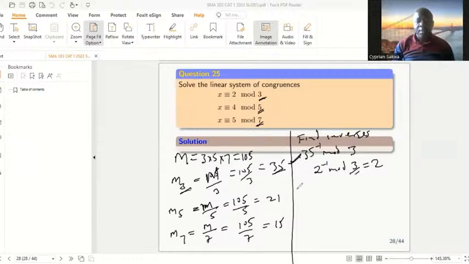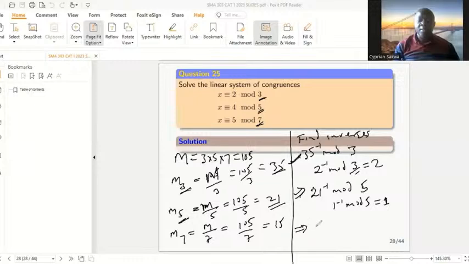Now, find the inverse of this 21 mod what? Mod 5. So since 21 is bigger than 5, reduce it. 5 into 21, 4 times, and the remainder is 1. We are finding the inverse of 1 mod 5. The inverse of 1 is just also 1, since 1 times 1 is 1.